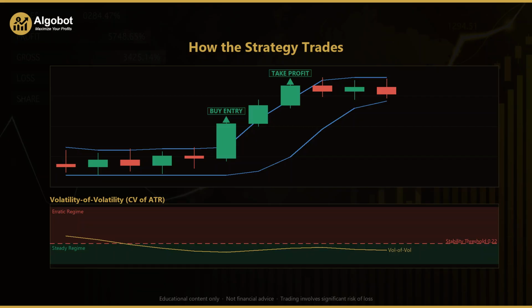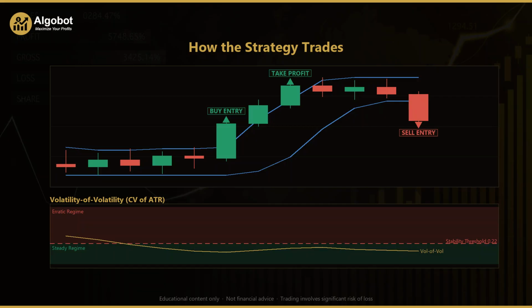After that advance, price stalls near the highs and forms a small consolidation. The volatility-of-volatility stays down in the steady zone, so the strategy remains alert. Price is now hugging the lower channel from above, and that boundary rises as the recent range tightens. Now watch the second setup, this time to the downside.